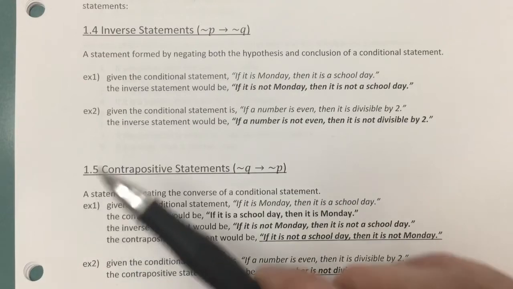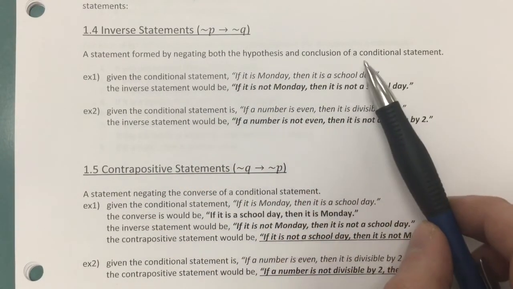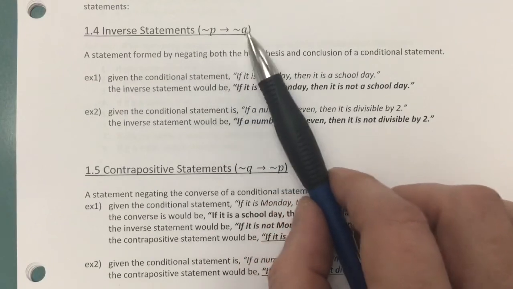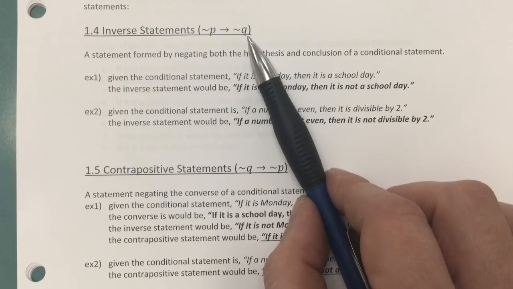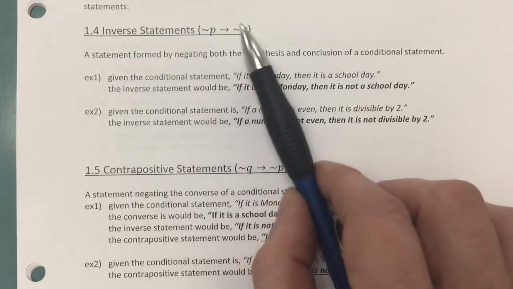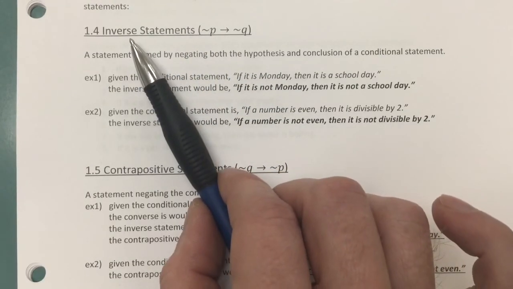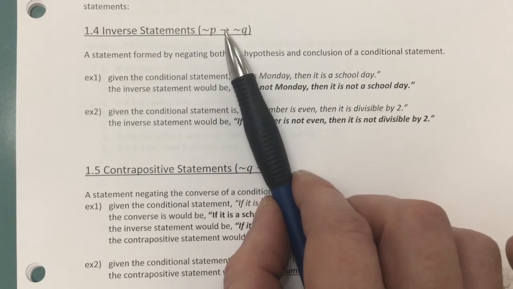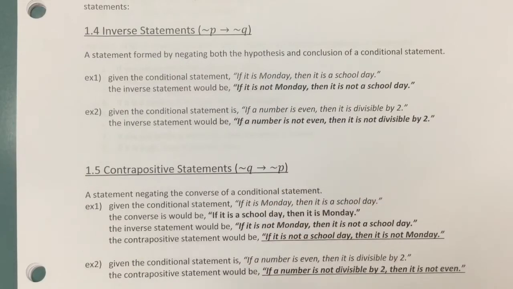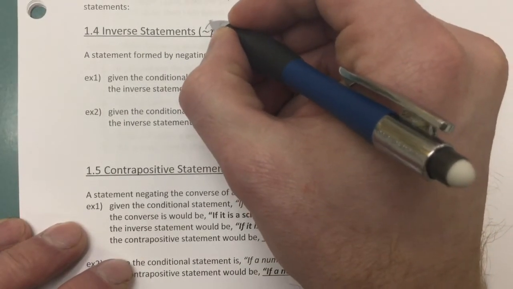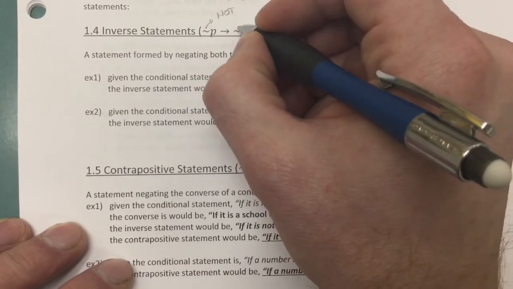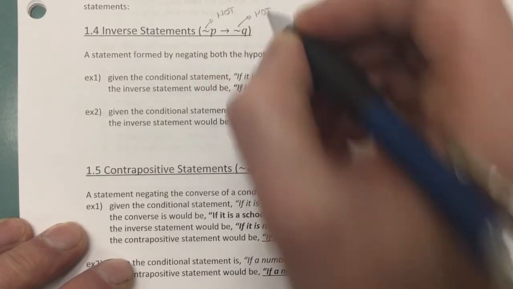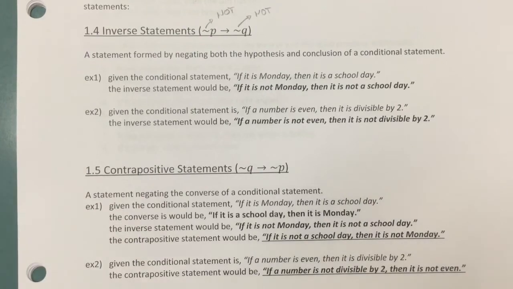So at this point, all you need to be able to do is take your conditional statement, identify the P and the Q of your conditional statement, and then be able to use those to make an inverse statement. Now, an inverse statement has this symbol in it, not P, leading to not Q. As a reminder, this symbol means not. So you are negating your conditional statement, making it negative, we say.